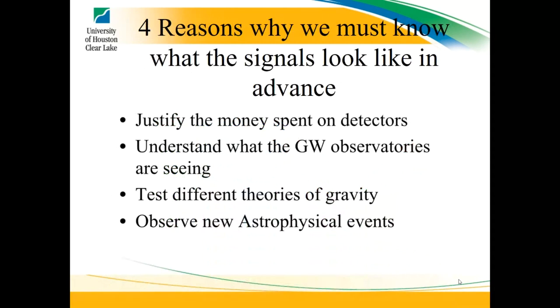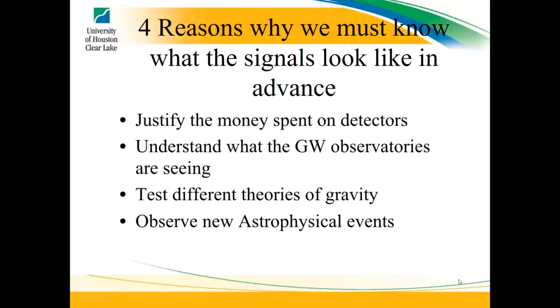So why do we need to know what these signals look like in advance? One of the things is that before we could actually get the gravitational wave detectors online, we had to actually calculate what the signals were going to look like. Part of that was to justify the money that was spent on the detectors. Part of it was to understand what the observatories were seeing. Like we could model all kinds of exotic stuff. And then if the detector sees it, then we know that we're right. But also we can test different theories of gravity. We can actually do science with this.